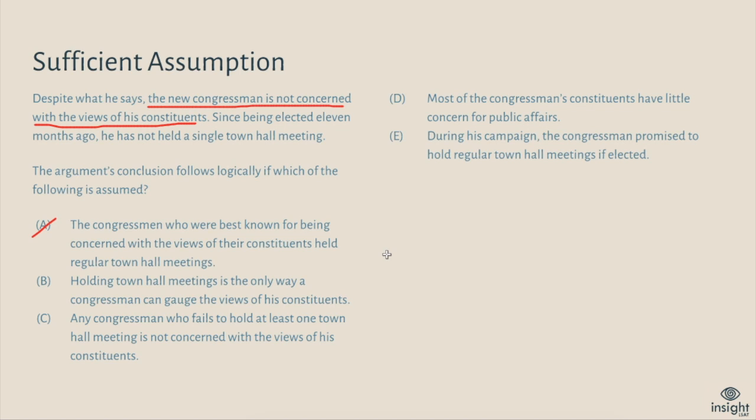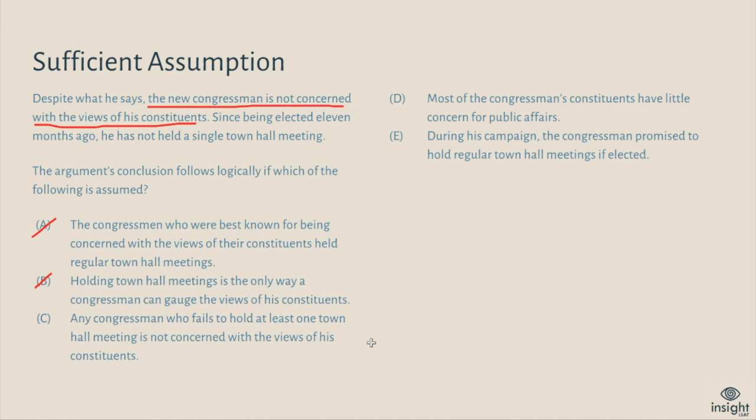B. Holding town hall meetings is the only way a congressman can gauge the views of his constituents. That could be true, but it doesn't tell us that he's not concerned. So he might be unable to gauge the views of his constituents because he's not holding any town halls. That doesn't tell us he's not concerned, though. Maybe he really wants to hold a town hall, he just hasn't yet. So this, even if it's true, doesn't get us all the way through.